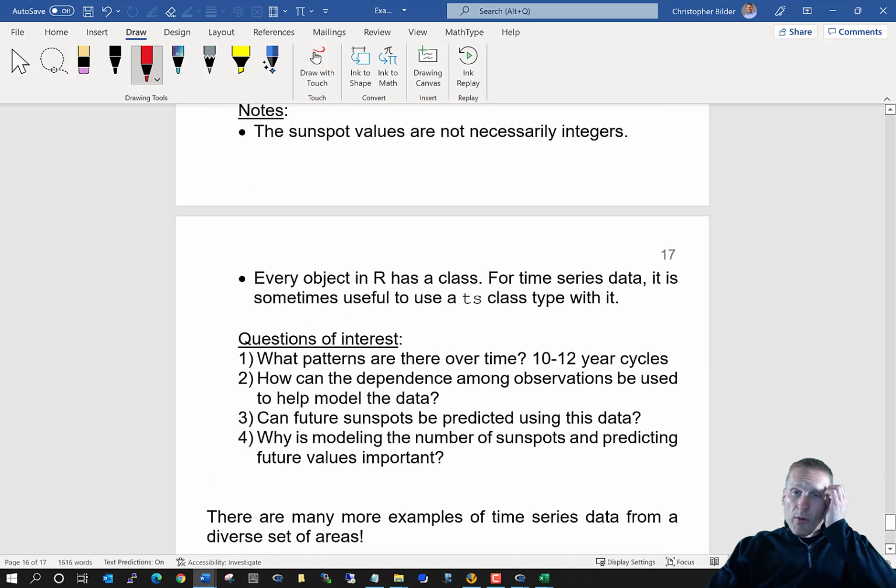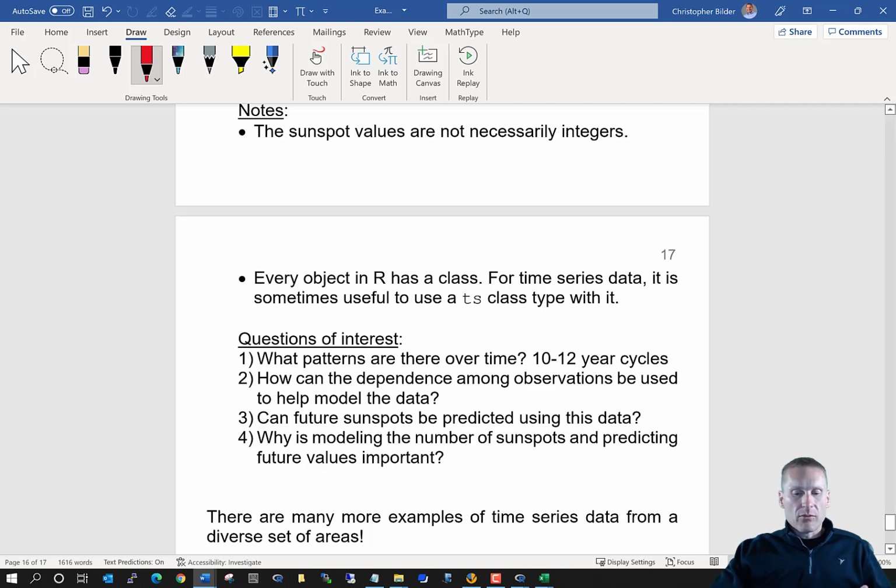So what are some questions of interest here? Again, what patterns are there over time? Well, it seems to be 10 to 12 year cycles. That's kind of interesting. How can we use this cycle, this dependence that we see over time, to help model the data? Well, we'll look at models that allow us to do that. Can future sunspots be predicted using this data? It seems to be yes, because we have this 10 to 12 year cycle.